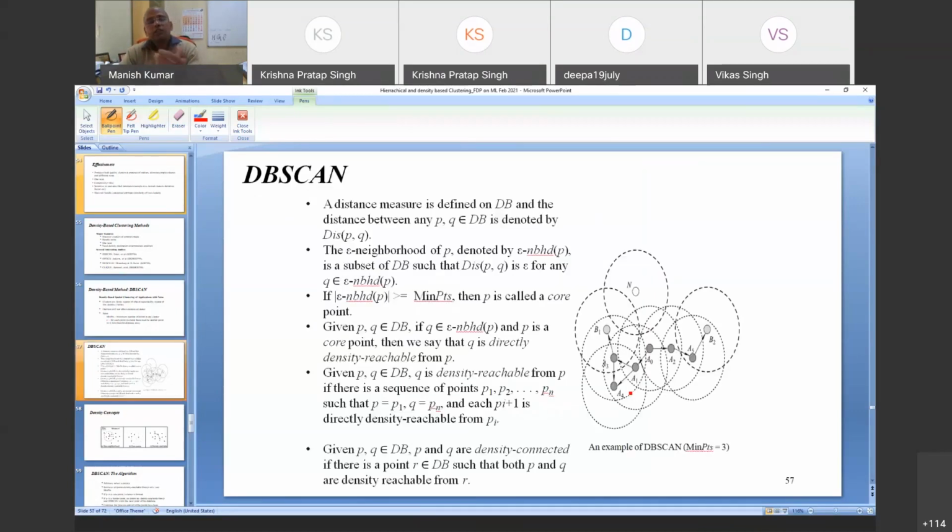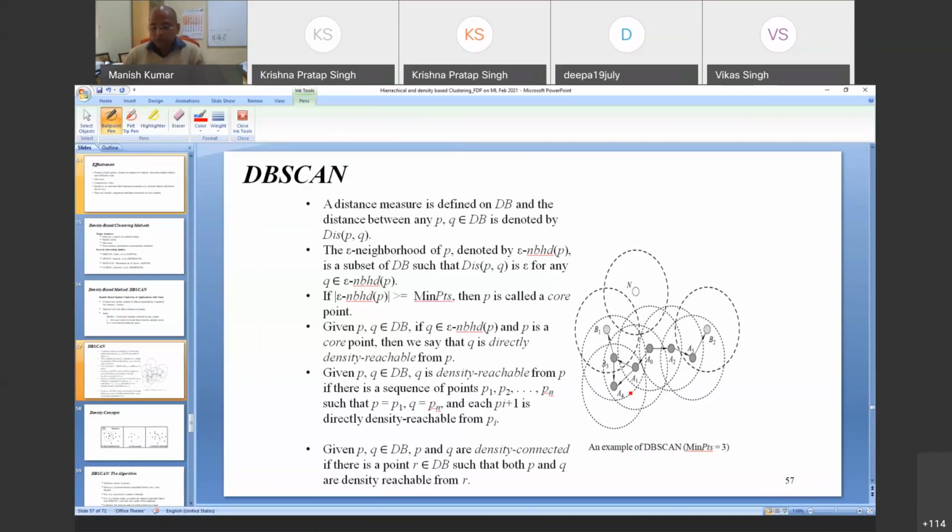So there are some formal definitions required for this particular method. The first one is that a distance measure is defined on DB, and the distance between any P and Q, which are part of the data, is denoted by distance(P,Q). This is the first definition. Then the next definition is that the epsilon neighborhood of P, denoted by N_epsilon(P), is a subset of data points such that distance(P,Q) is at most epsilon for any Q, which is in the epsilon neighborhood of P.